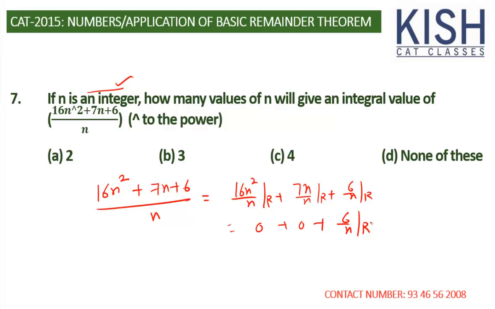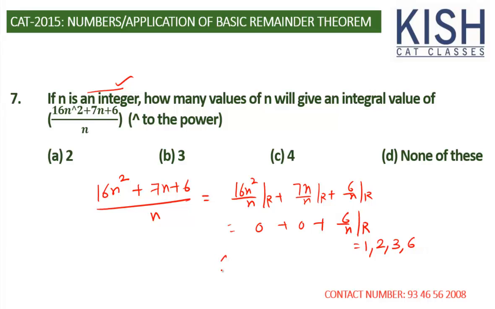Now since we want an integral value, we cannot take any number in place of n. To get an integral value, that is the remainder must be an integer, we must take in place of n the factors of 6, or since 6 is a very small number, we can check manually. In place of n, if you take 1, the remainder is going to be 0. In place of 2, the remainder is going to be 0. In place of 3, remainder 6 also. So we just need to check the factors of 6.